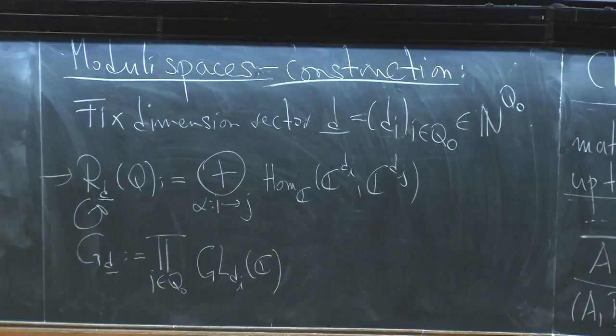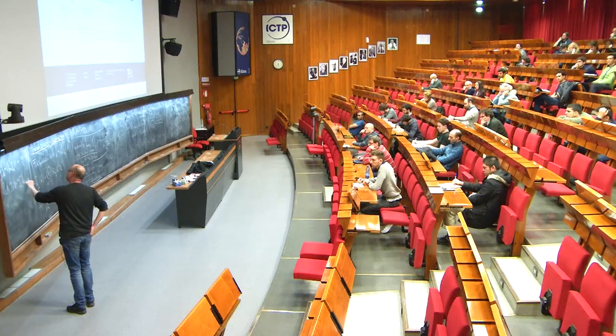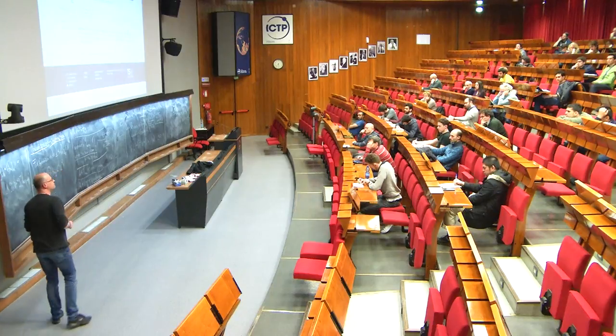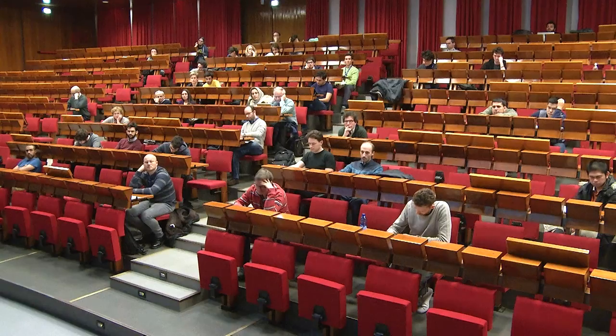So the formula for this action is the following. An element of the group is a tuple gi of automorphisms. It should act on a tuple f alpha, indexed by alpha, of linear maps. And the formula is gj f alpha gi inverse, if alpha is an arrow from i to j. Okay, so that's the formula for this group action.